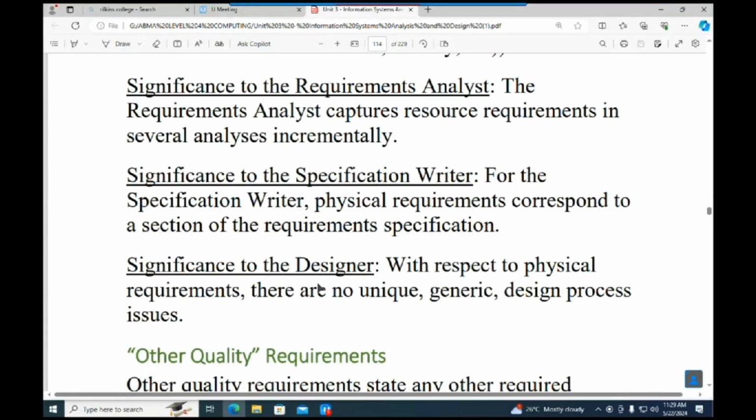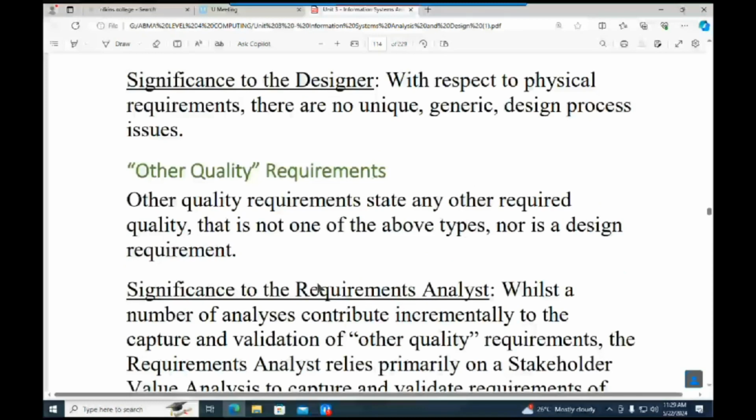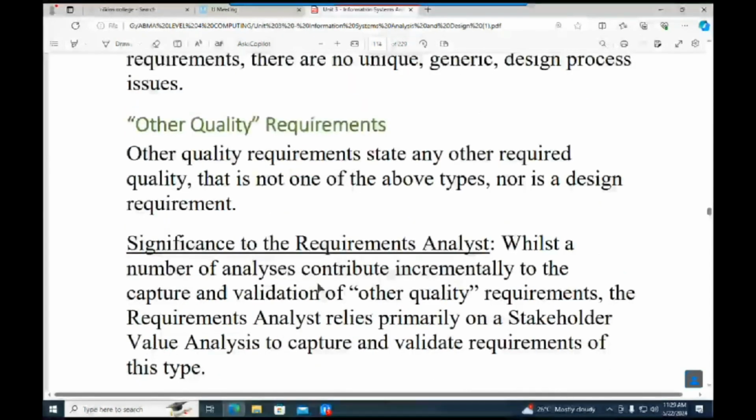Then you have the writer. For the writer, the physical requirements need to correspond to a section in the requirements specification. Then the designer is going to look at the physical requirements. And one thing you realize about the designer is that we don't have any unique or generic design process issues in terms of the physical requirements.